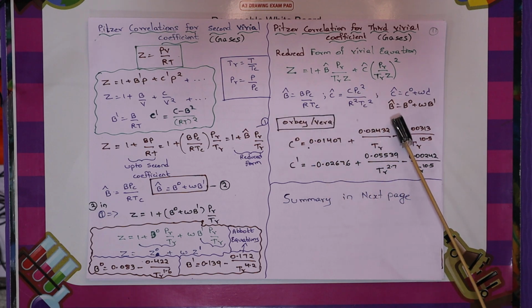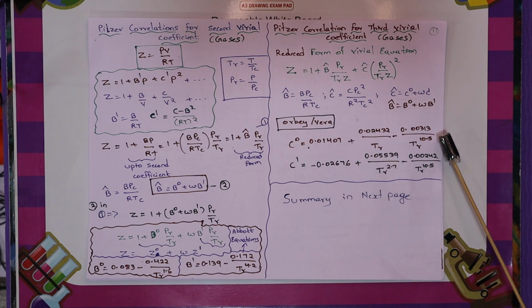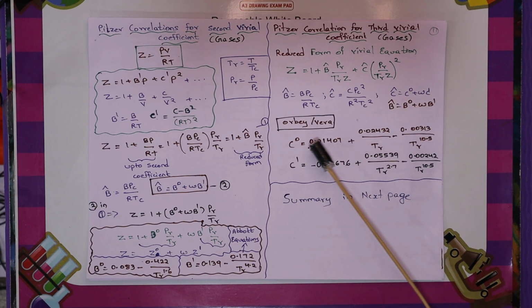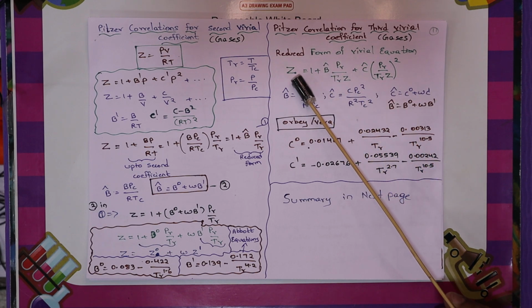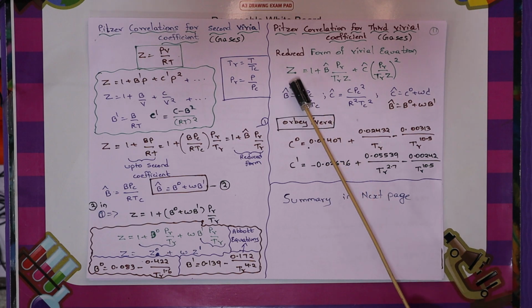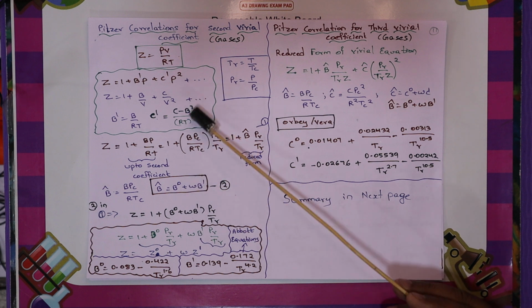So C cap, just like a B cap, can be estimated by C0 plus omega into C dash. What is C0 and C dash? It is given by Orbey and Vera. They have come up with such an expression that if you know the reduced temperature of the molecule, you can calculate C0 and C dash. So once you know the B0 and B dash, and C0 and C dash, you can calculate B cap and C cap. Thereby you can calculate the Z through the iteration procedure, because you can see here also it is Z, and here also at the bottom on the right hand side it is Z. So this method is straightforward.